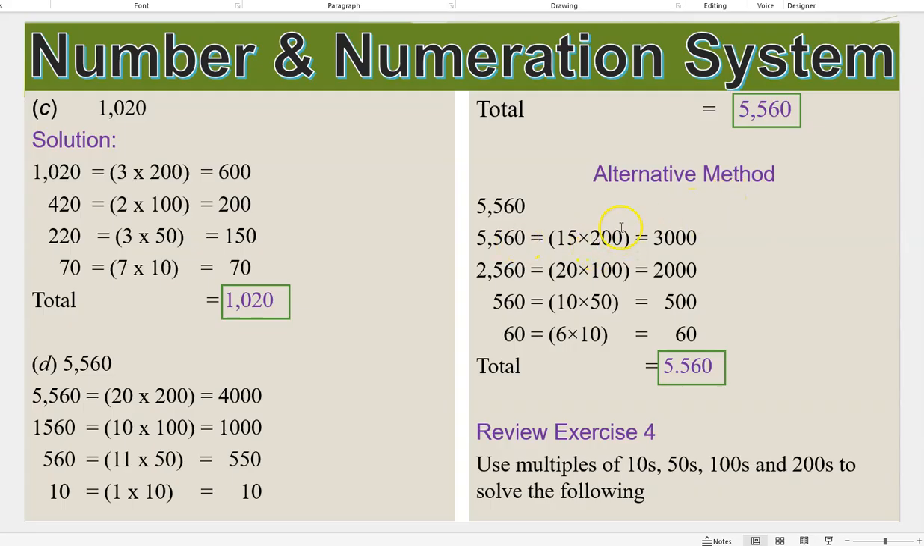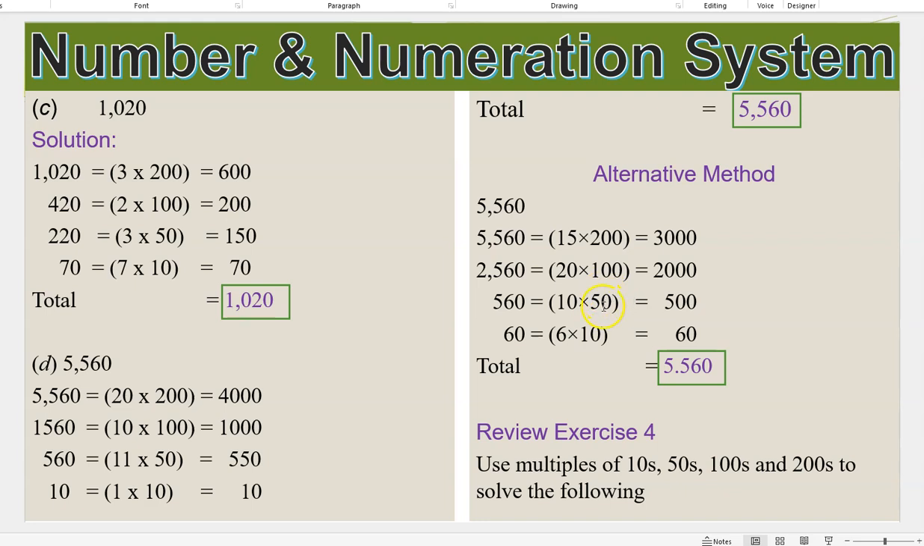How many 200s do we need? 15. 15 by 200 gives us 3,000. When we subtract 3,000 from 5,560 gives us 2,560. How many hundreds do we need? We need 20. 20 by 100 gives us 2,000. 2,000 subtracted from 2,560 gives us 560.